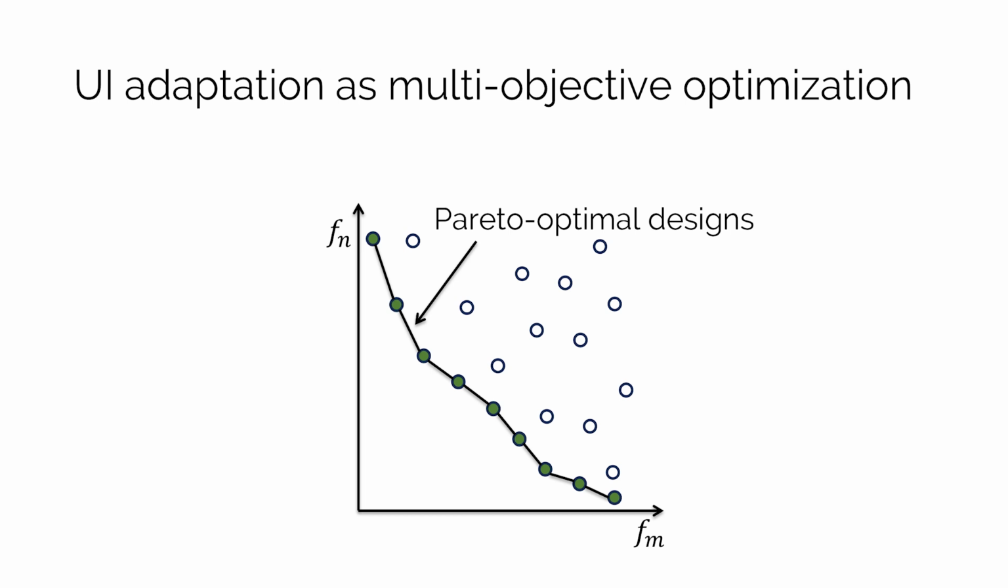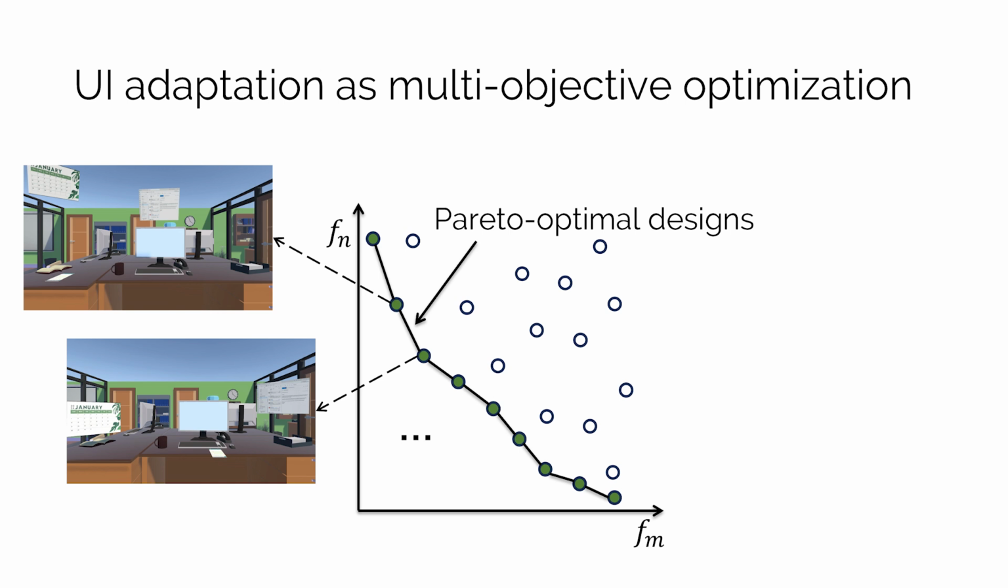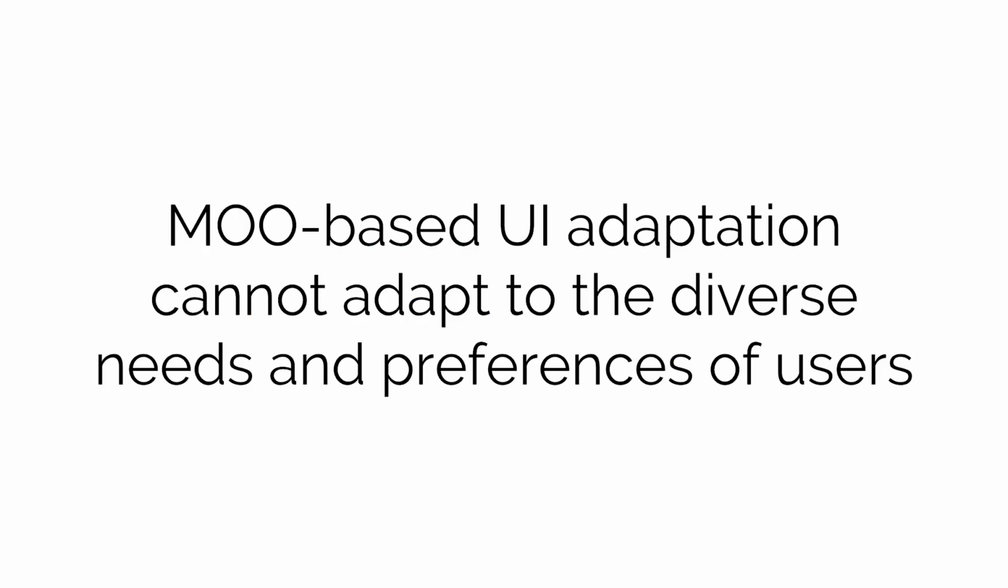This approach typically results in a set of Pareto optimal designs, where each design excels in some objectives while sacrificing performance in others. However, this method has two key limitations that hinder its ability to fully adapt to the diverse needs and preferences of users.